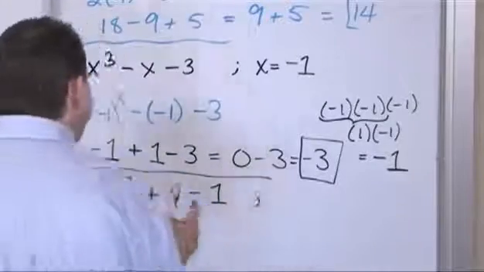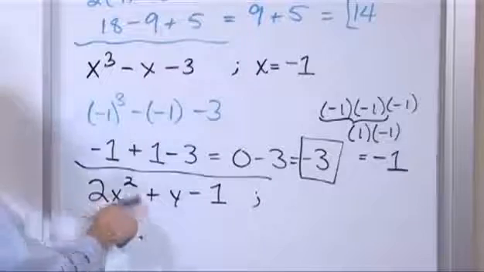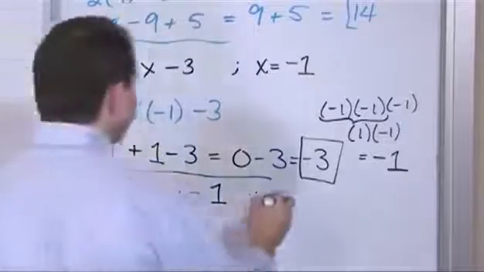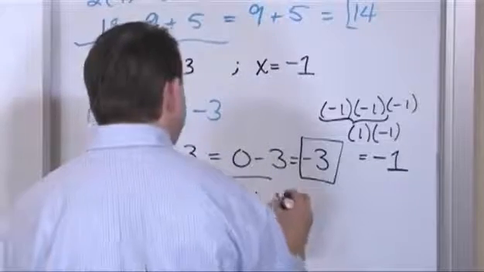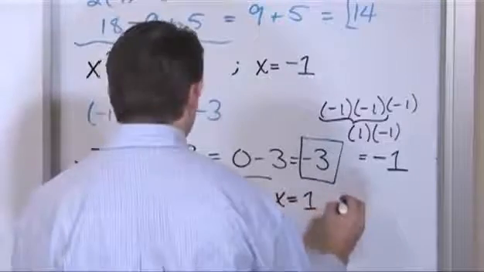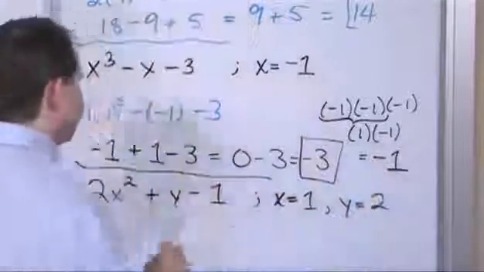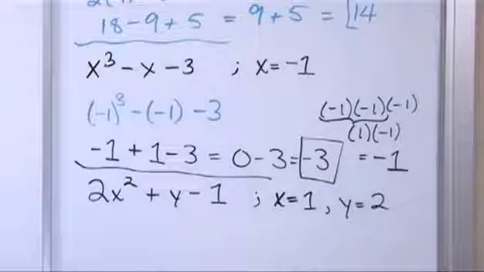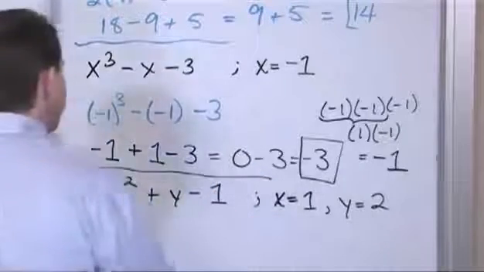What if you have 2x squared plus y minus 1? Now here we have 2 variables here. We have an x and we have a y, but don't get worried about that, because I'm going to tell you in this problem that x is equal to 1 and y is equal to 2. So it's the same thing though. You just take these variables and you put them in their place.